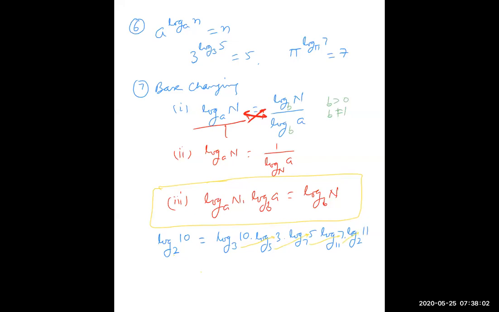So if you open it, you will get log 10 upon log 3, log 3 upon log 5, log 5 upon log 7, log 7 upon log 11, log 11 upon log 2. So you can see they can cancel each other. Log 3 cancelling log 3, log 5 cancelling log 5, log 7 cancel log 7, log 11 cancel log 11. So what is left? Log 10 upon log 2. And that is equal to this. These are three base changing formulas.